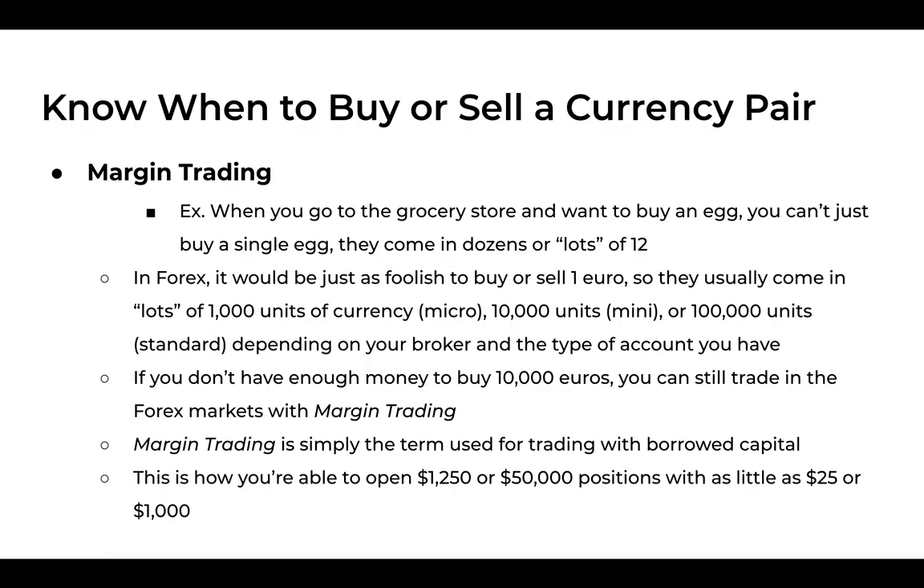So this is how you're able to open $1,250 positions with as little as $25, or if you have more money, you can open a $50,000 position with as little as $1,000, and that's going to be with a 1 to 50 ratio. So you're basically getting 50 times the amount of money you actually put up as the capital you're using. You can open a position 50 times larger than the capital that you're using, okay?